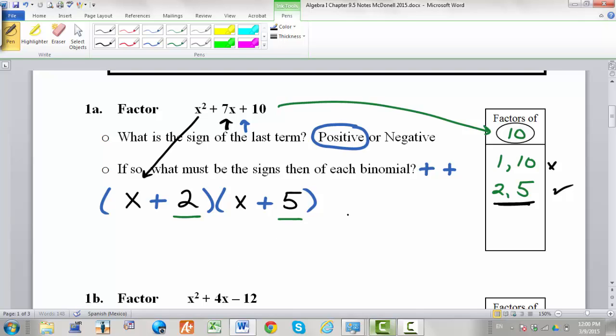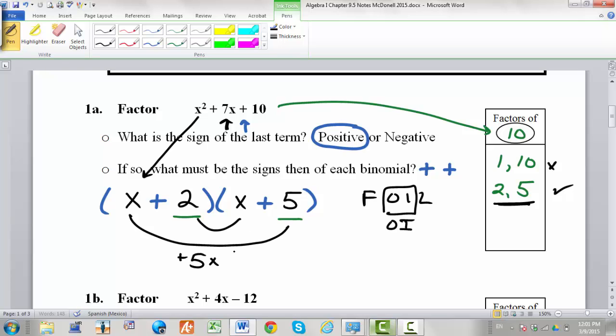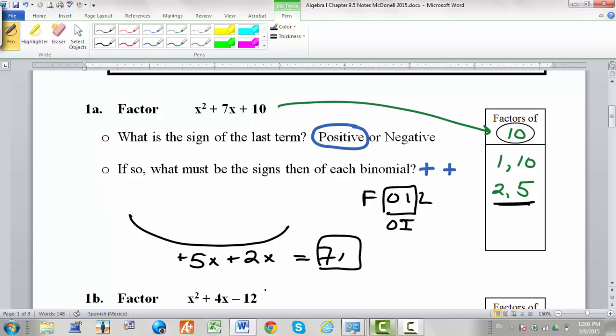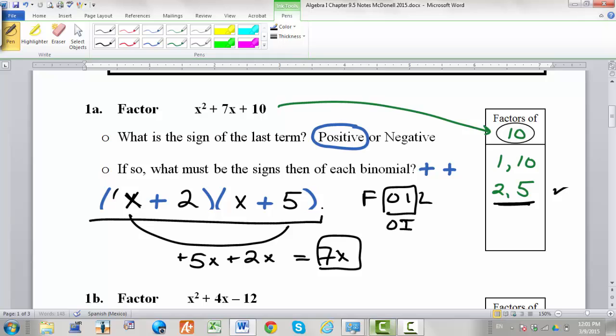With this in mind, remember FOIL, as it's spelled, the O and the I of FOIL spell OI. And that OI stands for outside and inside. Well, the outside, as we check, is positive 5x. The inside, as we check, is positive 2x. And that gives us 7x as an answer, which, as you can see, is going to then lead us back to our final product. So our final product will be, as you see, x plus 2 times x plus 5. And that's going to be our final answer on this problem.